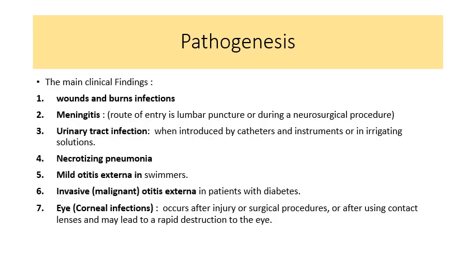So the bacteria can cause a wide range of opportunistic infections, starting from wound and bone infections, and meningitis, where the route of entry of this bacteria to the human body is during lumbar puncture and also during neurosurgical procedures. Then urinary tract infection, when the bacteria are introduced by the catheters and instruments used for the patient.